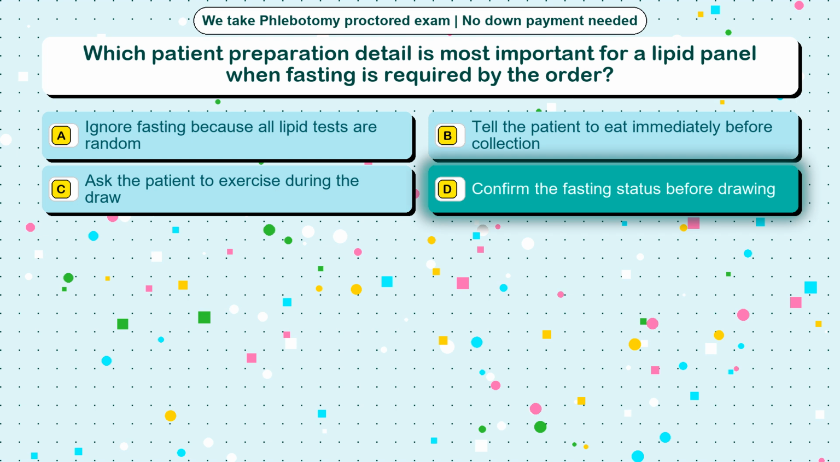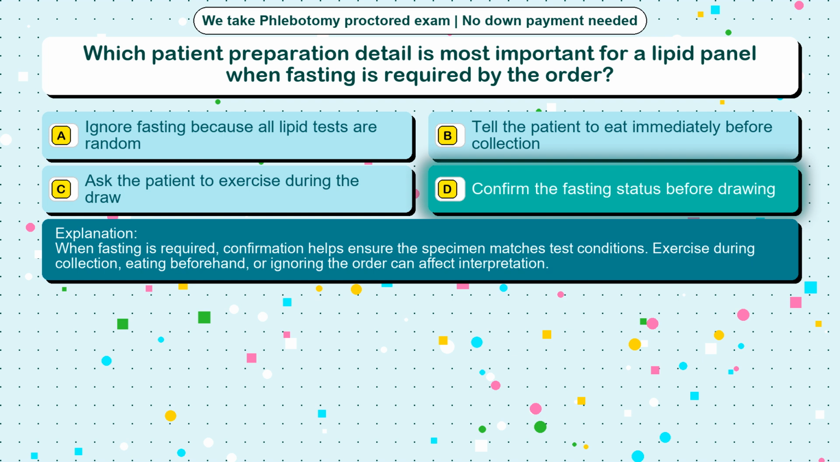The correct answer is option D, confirm the fasting status before drawing. When fasting is required, confirmation helps ensure the specimen matches test conditions. Exercise during collection, eating beforehand, or ignoring the order can affect interpretation.